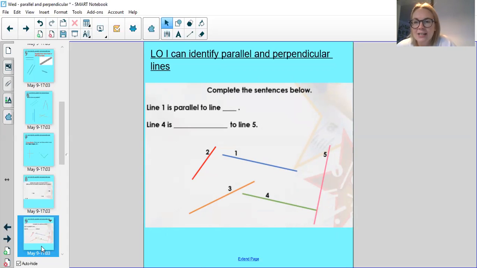Now the next missing word: line 4, the green line, is something to line 5. Is it parallel to line 5, which is the pink line, or is it perpendicular to line 5? You're shouting at me, and the answer is perpendicular.